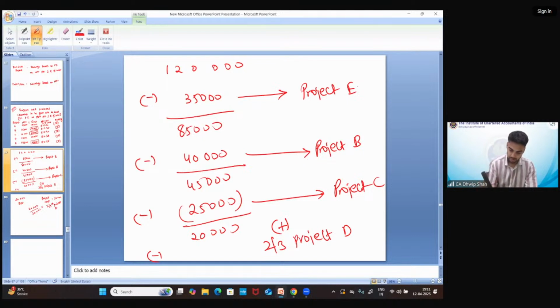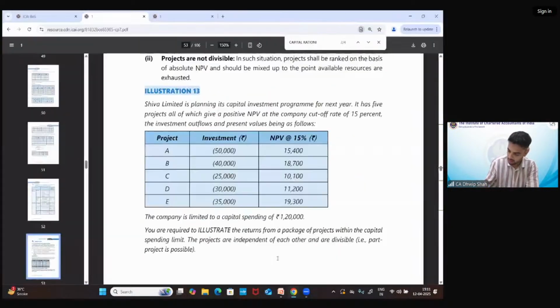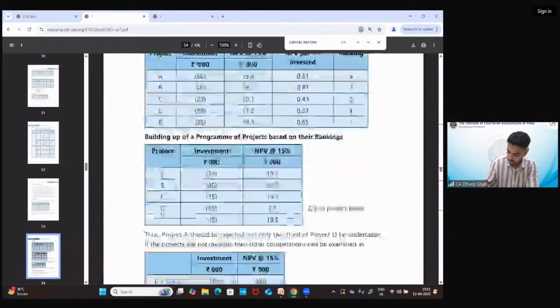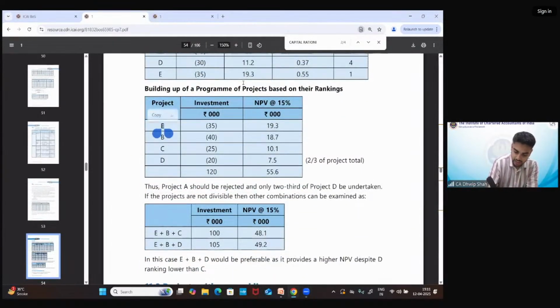Followed? Any doubts? Tell me, waiting for you. So let's check the solution. Can you see project E is taken, B is taken, C is taken, and two-third of D is taken. Understood? So my entire investment of 1,20,000 is utilized. And this 1,20,000 of investment will generate a combined NPV of 55,600. Followed?